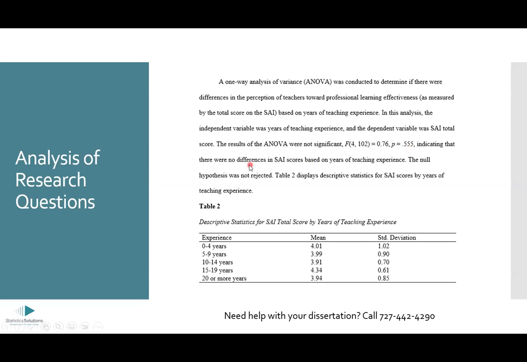And this p-value tells us that there were no significant differences in SAI score based on our independent variable here, which was years of teaching experience. Because there's no significant differences, we are going to fail to reject our null hypothesis. And then here again, they're just presenting those descriptive statistics to help the reader really see what the means were, to understand what here was not significantly different. So although those who had 0 to 4 years of experience had a mean rating of professional learning effectiveness of 4.01, and those who had 15 to 19 years of experience had a rating of 4.34, these are not significantly different based on these levels of experience. If this was significantly different, we would move on to do a post hoc test.